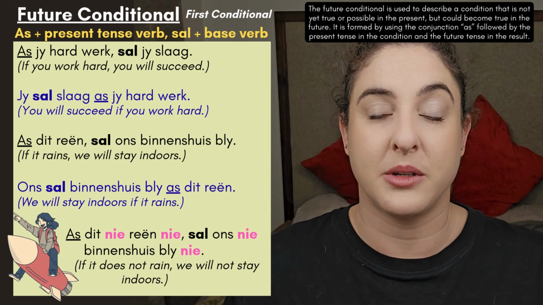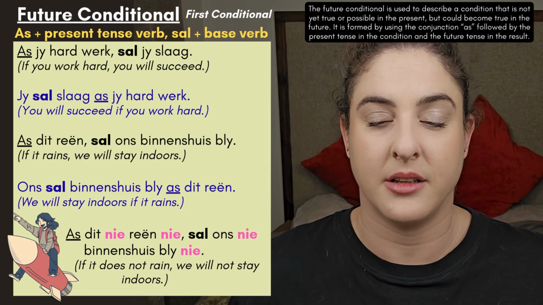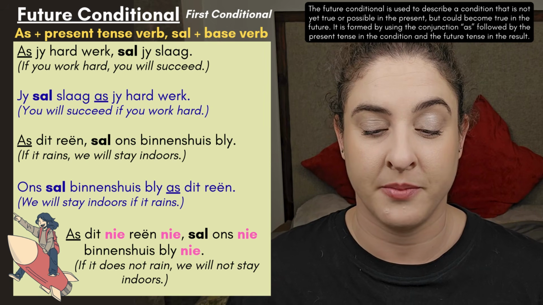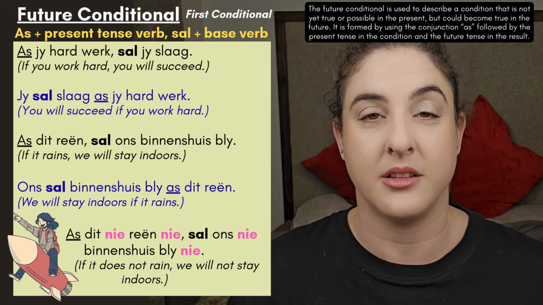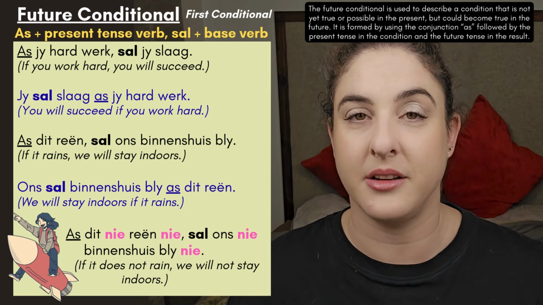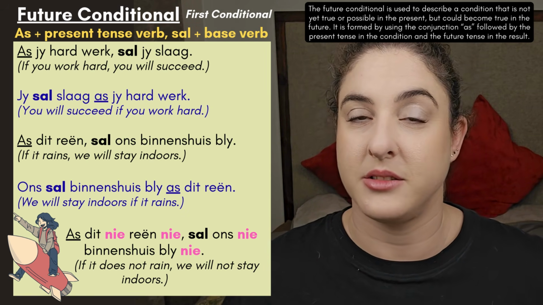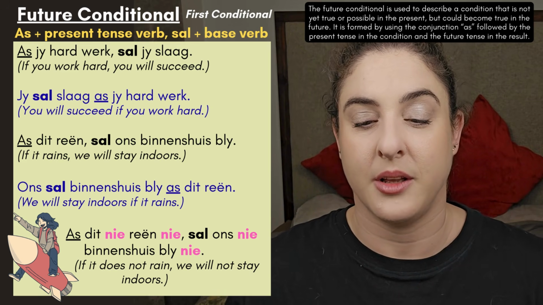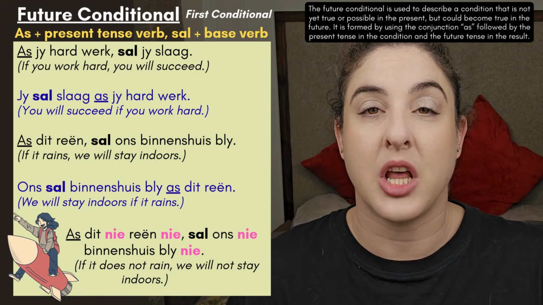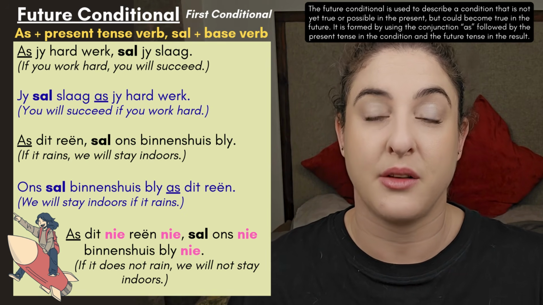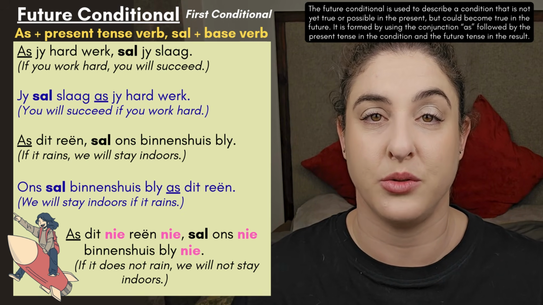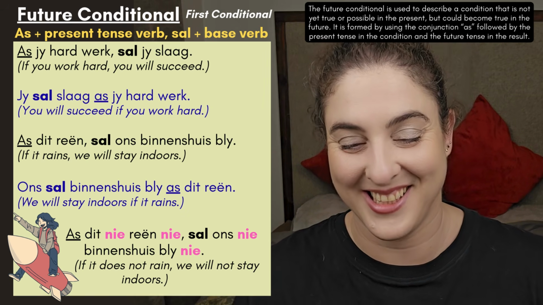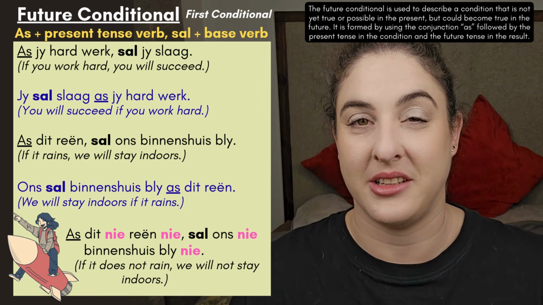If you look at the examples, as jy hard werk, sal jy slaag. If you work hard, you will succeed. Jy sal slaag as jy hard werk. So you can move that one the other way around and it's fine. You will succeed if you work hard. So that's pretty straightforward. As dit reën, sal ons binnenshuis bly. If it rains, we will stay indoors. Ons sal binnenshuis bly as dit reën. We will stay indoors if it rains.